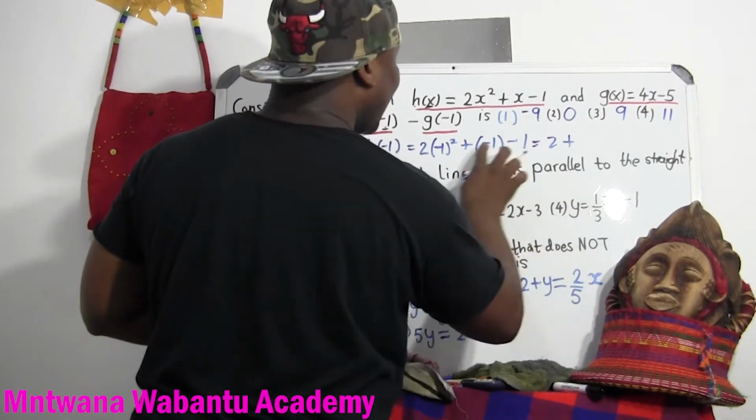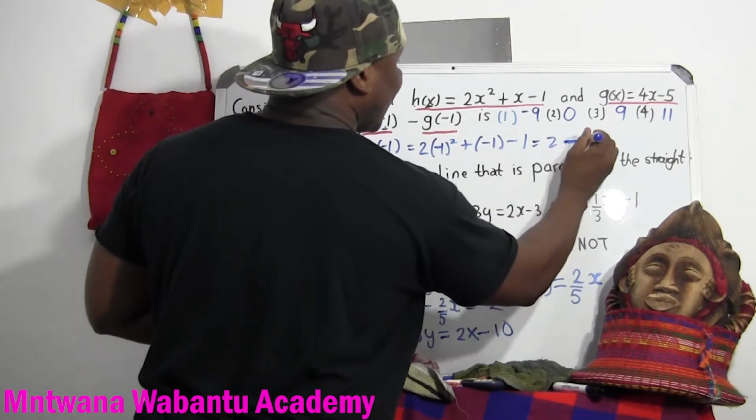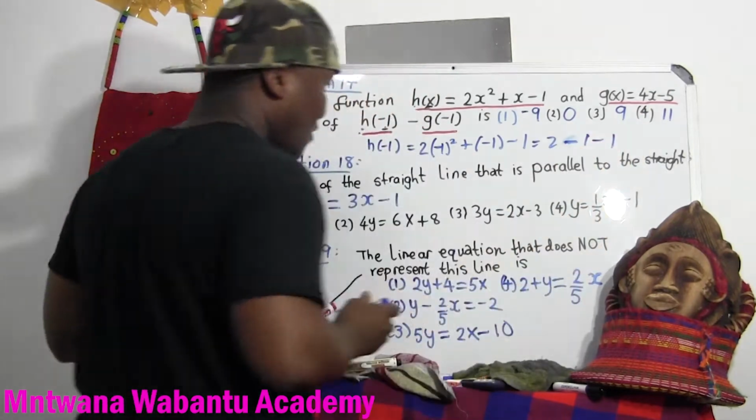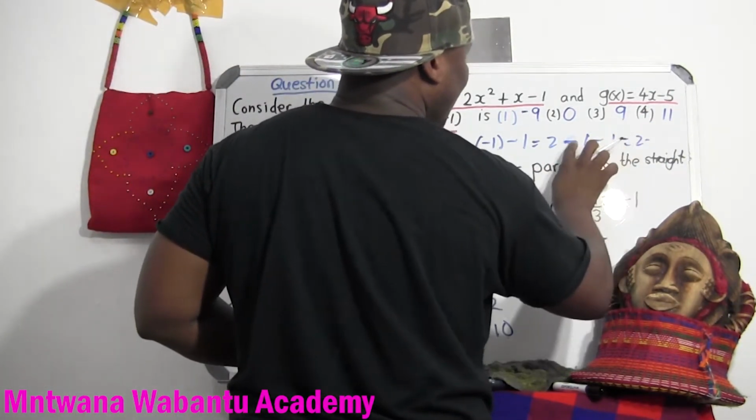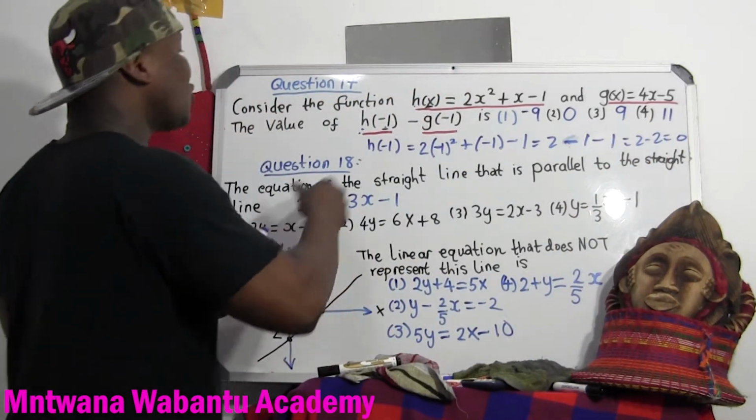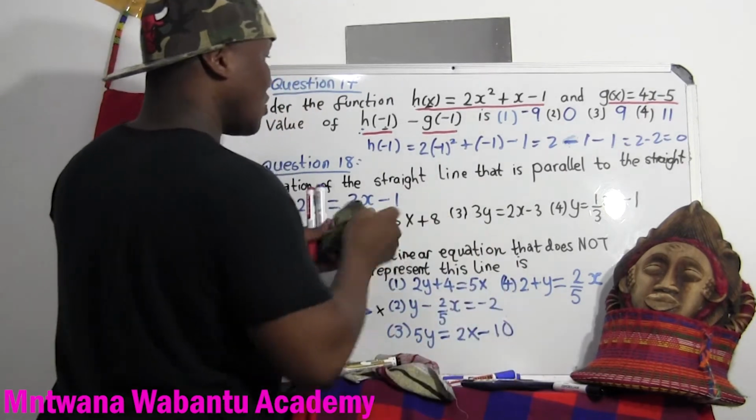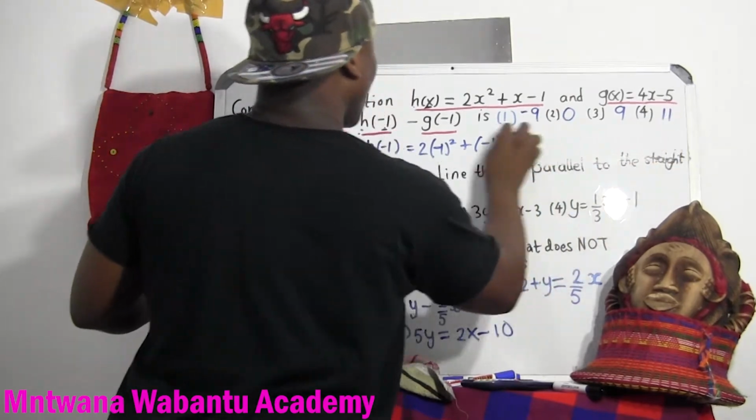And then minus 1. So if you simplify this, 2 minus 2 equals 0. You see what I'm saying? So h of -1 equals 0. Okay, I know my h of -1 equals 0.